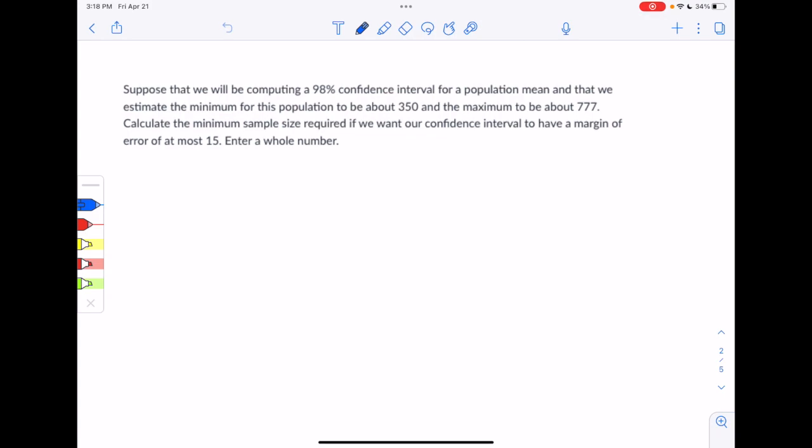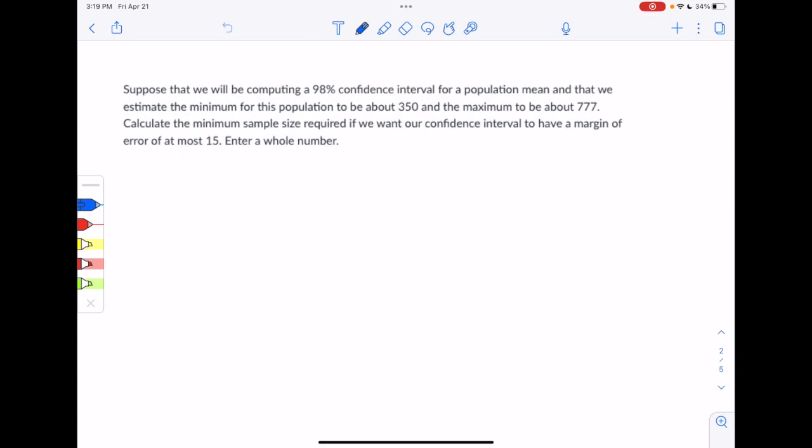Suppose that we will be computing a 98% confidence interval for a population mean and that we estimate the minimum for this population to be about 350 and the maximum to be about 777. Calculate the minimum sample size required if we want our confidence interval to have a margin of error of at most 15. Enter a whole number.